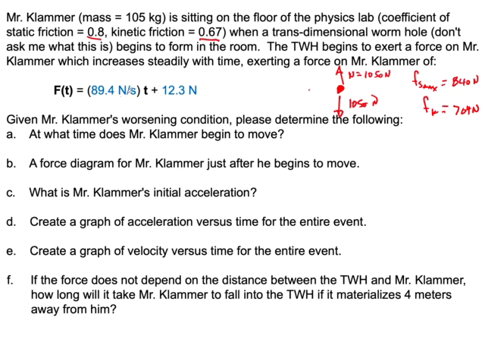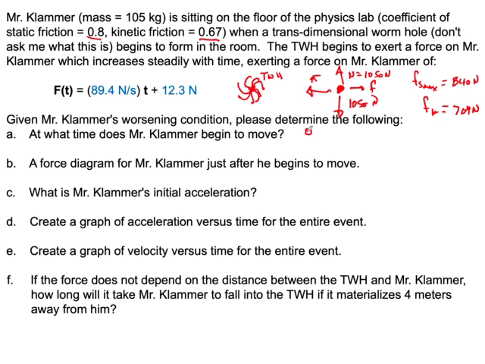So there's this transdimensional wormhole that exerts a force on me. Let's say the wormhole is over this direction. I don't know how you draw a wormhole. It's a wormhole. And it's exerting a force, and I'll stay in place as long as the force of friction acting this way is sufficient. When will I start moving? Well, when this force exceeds the maximum force of static friction.